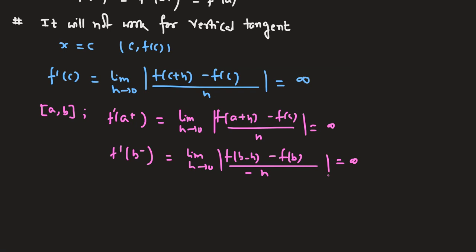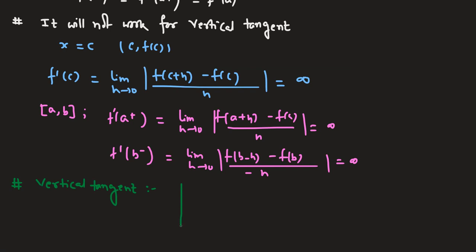Now the question arises, what is the vertical tangent here? What is the actual meaning of vertical tangents? So what is our vertical tangent? In case of the vertical tangents, slope approaches plus infinity from both sides or minus infinity from both sides at the point of the curve.